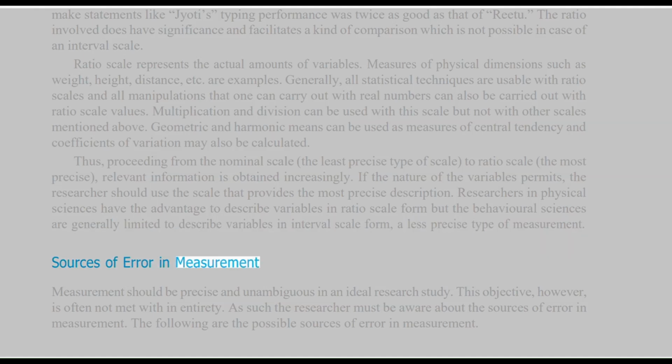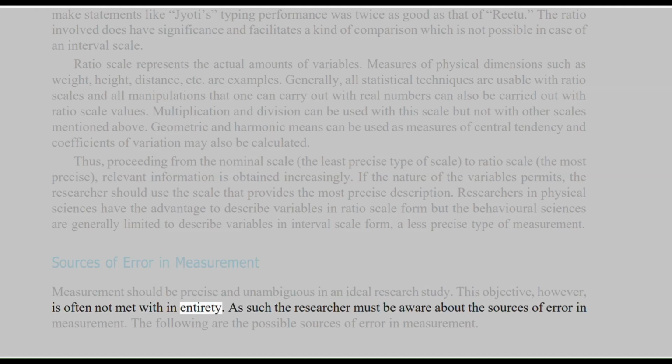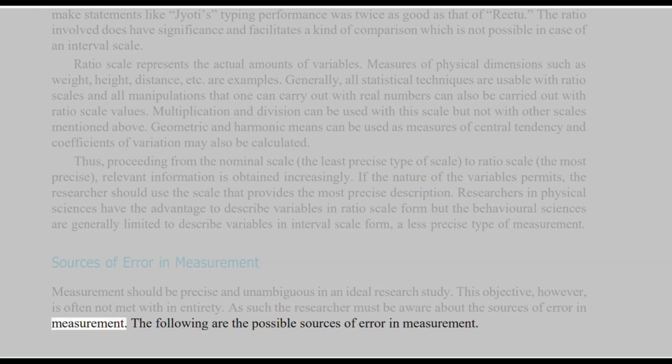Sources of error in measurement. Measurement should be precise and unambiguous in an ideal research study. This objective, however, is often not met with in entirety. As such, the researcher must be aware of the sources of error in measurement. The following are the possible sources of error in measurement.